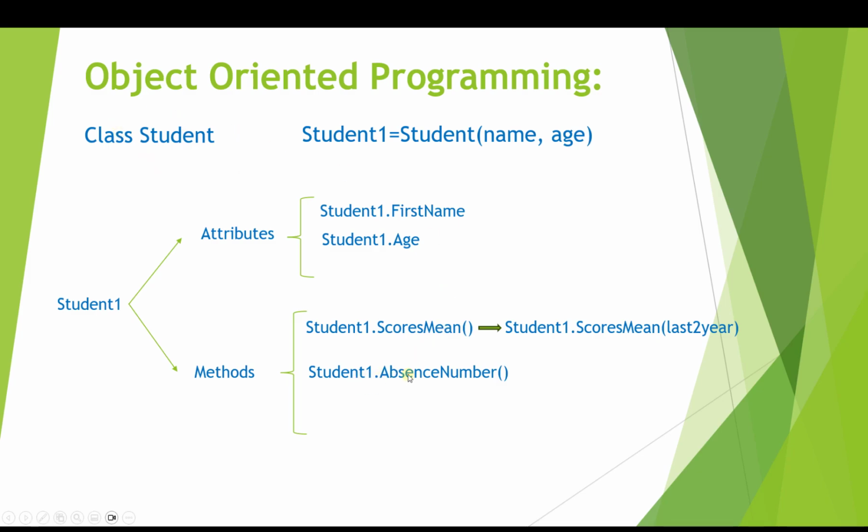Student one dot absence number can, for example, return how many days the student was absent. Or we can say student dot days absence, the days that the student was absent, and the inputs for these methods can be start date and end date. Between these 2 dates, go check the database, find out and return the dates that this student was not present in the class.